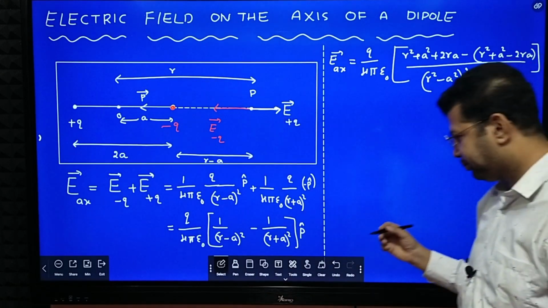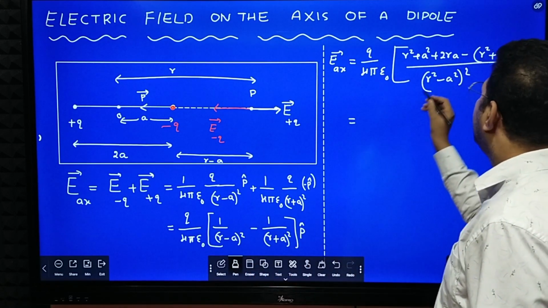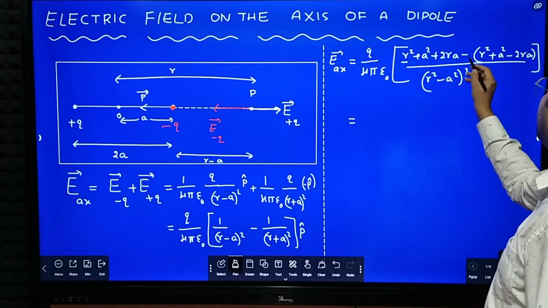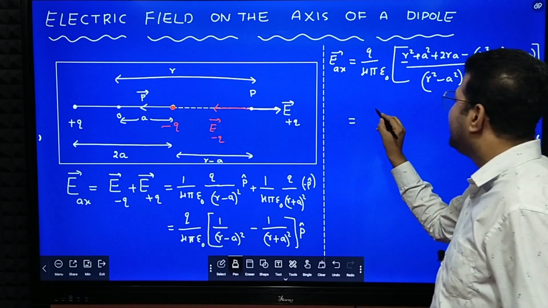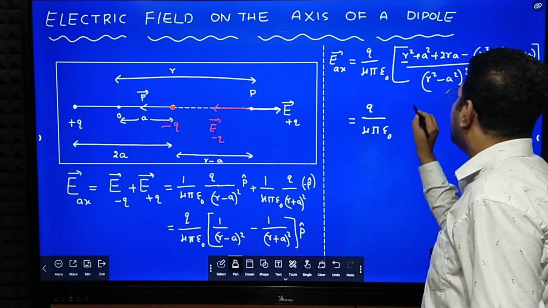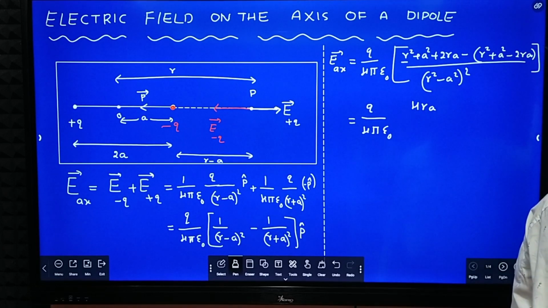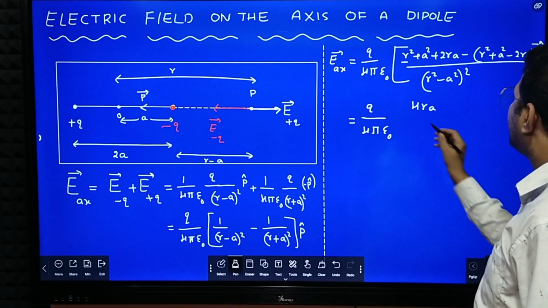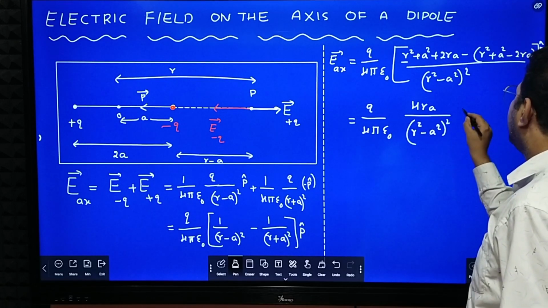I'll erase this. Now further simplification, what happens? This is equal to plus r square minus r square gets cancelled, plus a square minus a square gets cancelled, 2ra minus of minus 2ra, 4ra remains inside, q divided by 4 pi epsilon naught into 4ra. So here what we have missed, here we have missed p cap, correct? Here one p cap is there, okay? 4ra divided by (r square minus a square) whole square into p cap.